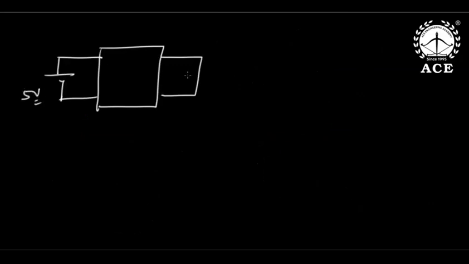Because this is 5 volts and this is how much? 2 amperes. Now listen. If 5 volts can give 2 here, this side 5 volts can also give 2 amperes. Then if you reverse the polarity, if I reverse the 5 volts, the current direction also will reverse.